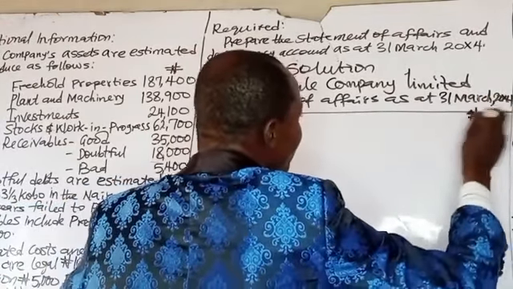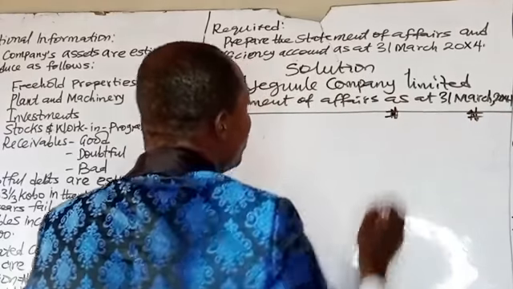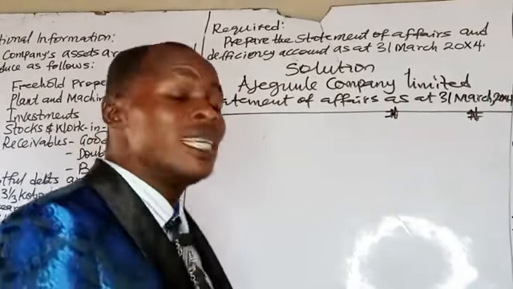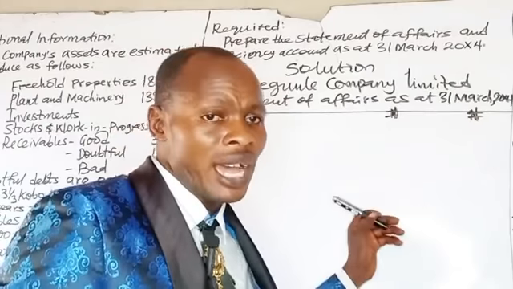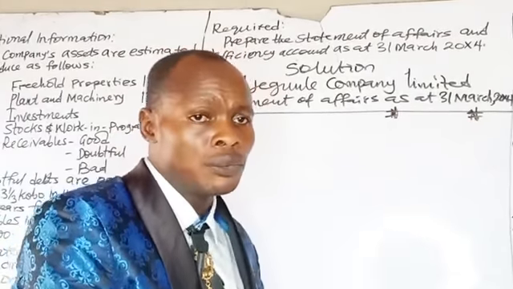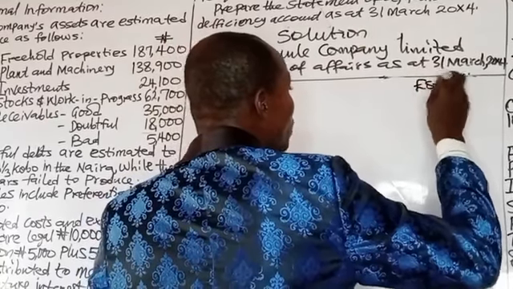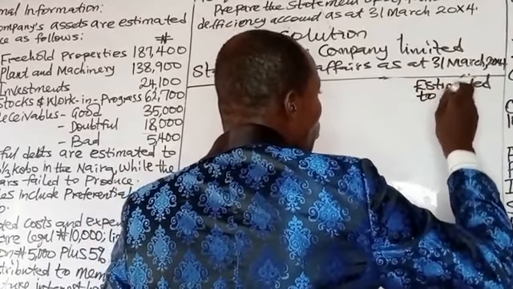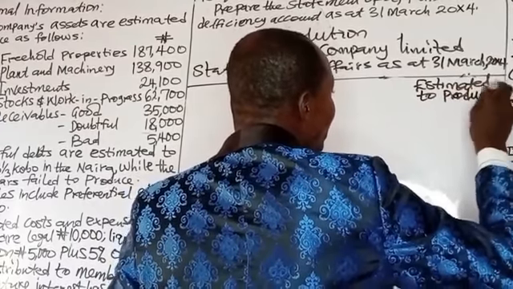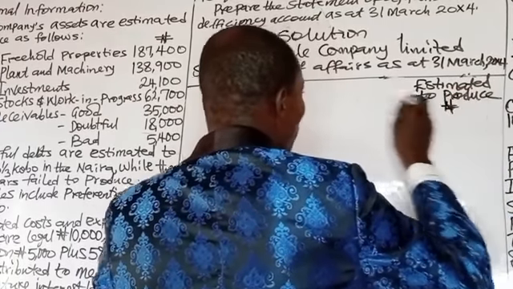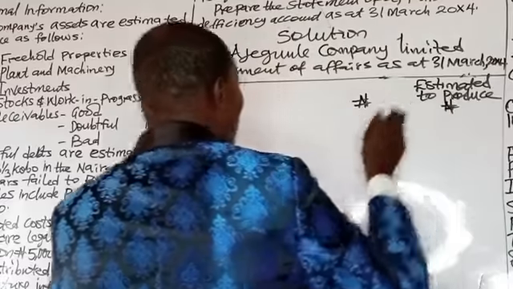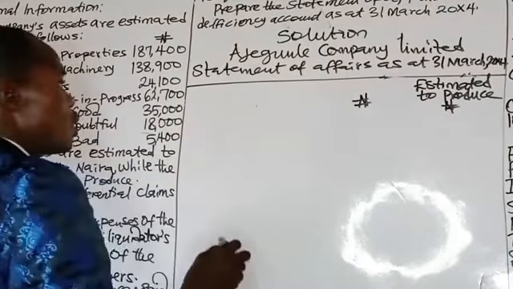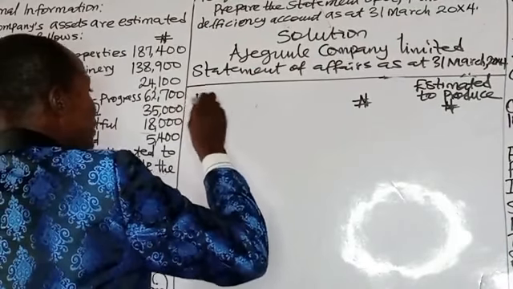So I've told you that you are going to use the estimated realizable value of the assets, not the book value. Estimated to produce. Remember, I've told you that the realizable value of the assets will be used. The realizable value, not the book value. So you have the assets.